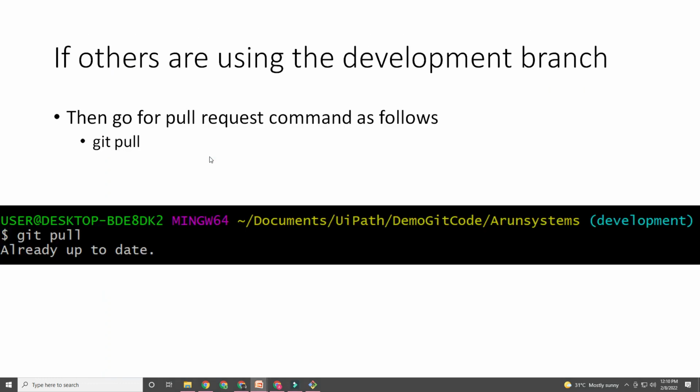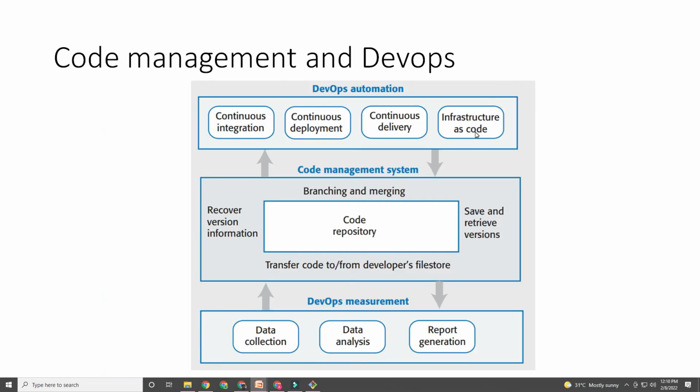You may be asking, sir, what is infrastructure as code? Sometimes you will be deploying in the cloud, sometimes in the network. That is infrastructure as code, and it is also possible to automate.